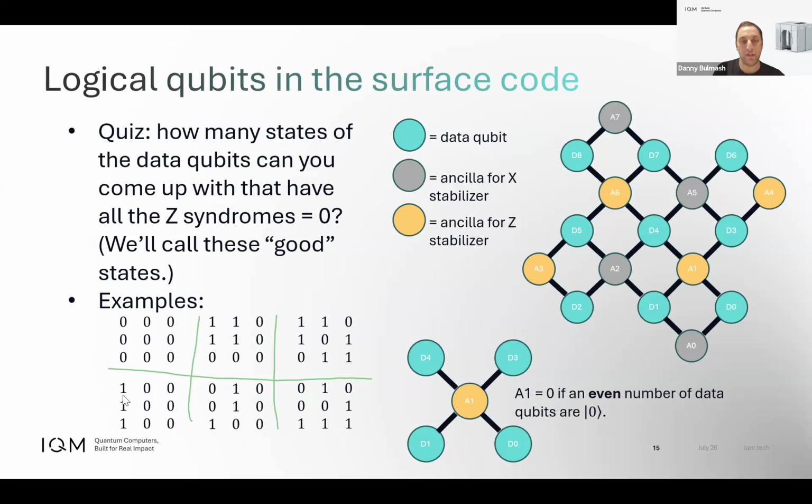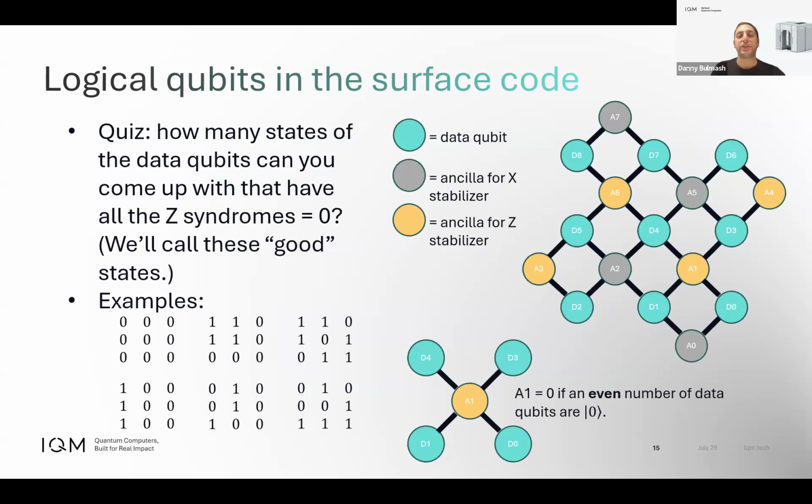So you should convince yourself that this state with all the vertical ones here equal to 1 is also okay. But notice there's an odd number of 1s here, and an odd number of 1s over here, and an odd number of 1s over here. But there's an even number of 1s in all the upper ones. That's actually kind of an interesting thing, and we'll come back to that in just a second. But there are many possible states. There are, in fact, 2 to the 5th, which is 32 different states, which have no error detected by these Z syndromes.